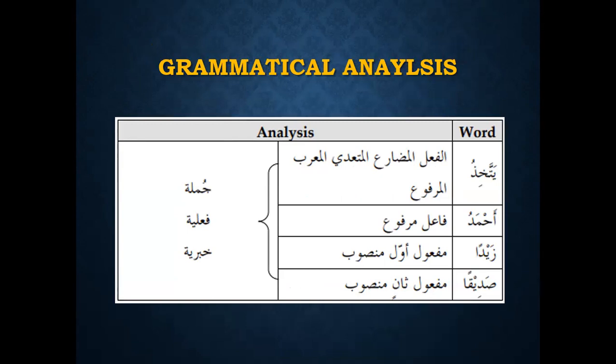And from the Nahwi point of view, this is how you would do. So that was the morphological way, where you look at the letters and identify all the words separately. Here you look at their connection with the next one. So you talk about their i'rab, whether they're مرفوع منصوب مجرور, those sort of things. يتخذ الفعل المضارع المتعدي المعرب المرفوع. أحمد is فاعل and it is مرفوع. زيدا is مفعول أول منصوب. صديقا مفعول ثاني منصوب. Together it becomes فعل with its فاعل أحمد, and two مفعولs become جملة فعلية خبرية, informing us about something.